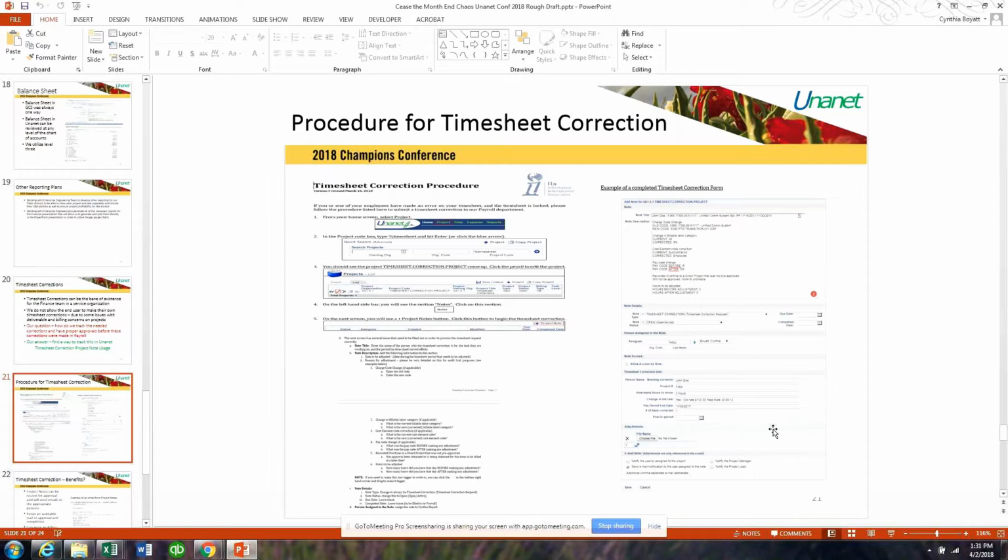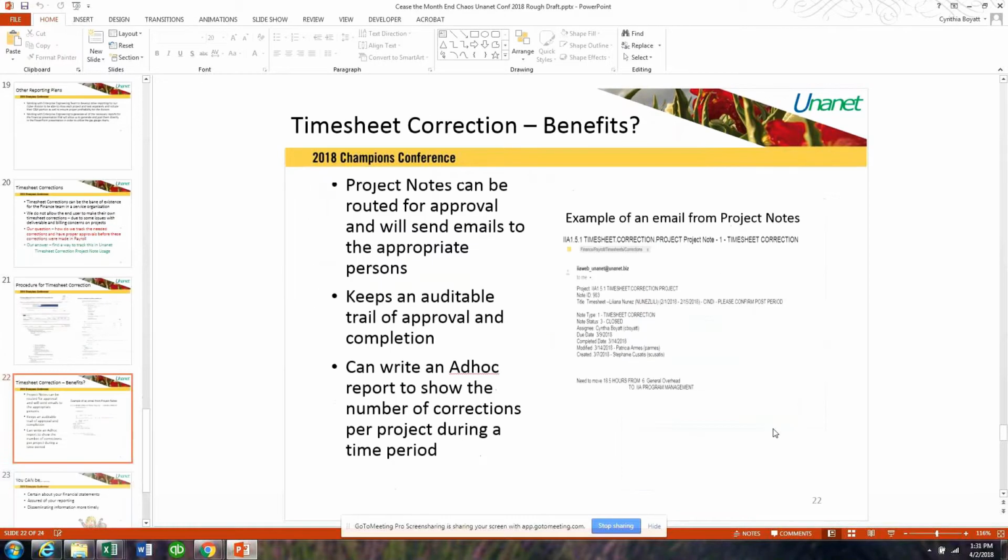They then hit save. Once they've hit save, I get an email that looks much like this one right here and tells me a little about this timesheet correction, because I'm going to drill into this timesheet correction anyway, because I'm going to go right back into that project and into that project note, and I'm going to change it from an open status to an approved status. When I do that, it's going to generate an email to my payroll team. My payroll team now knows, hey, we can make this timesheet correction because I just got an approved email.